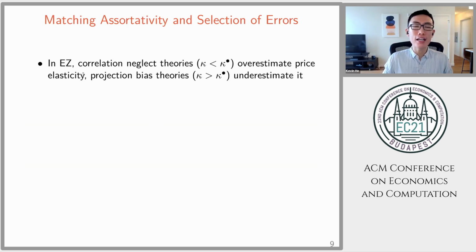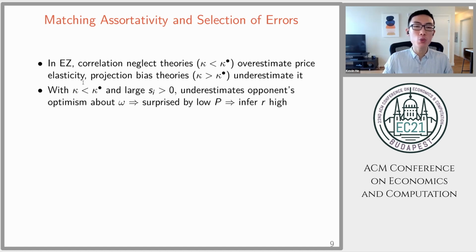What's happening here is that in EZ, these mistaken theories make wrong inferences about R, about this price elasticity parameter. It turns out that correlation neglect theories are going to overestimate elasticity, and projection bias theories underestimate it. Why? Imagine we have an agent that suffers from correlation neglect. Suppose that agent happens to have a large and positive private signal in this period, and they increase their own production in response to this good news.